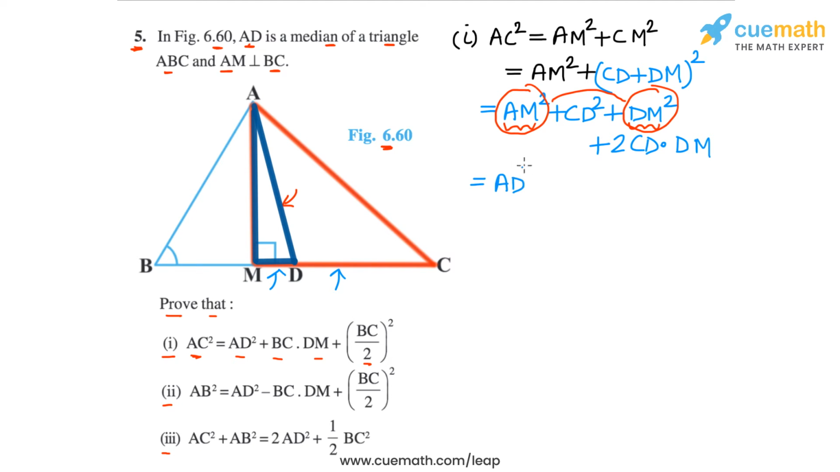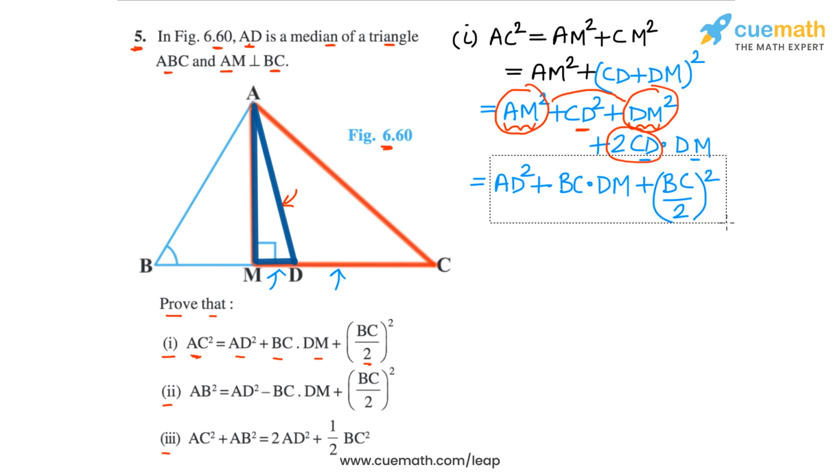So we write AD square, and next let's take 2 into CD into DM. Because D is the midpoint of BC, CD is half of BC. So 2 times CD can be written as BC. So we write the next term as BC into DM, and then we have one more term left, which is CD square. Again, instead of CD, let's write it as BC by 2 because CD is half of BC. So we get BC by 2 whole square. And if you observe this expression, this is what we had to prove as the RHS in part 1.